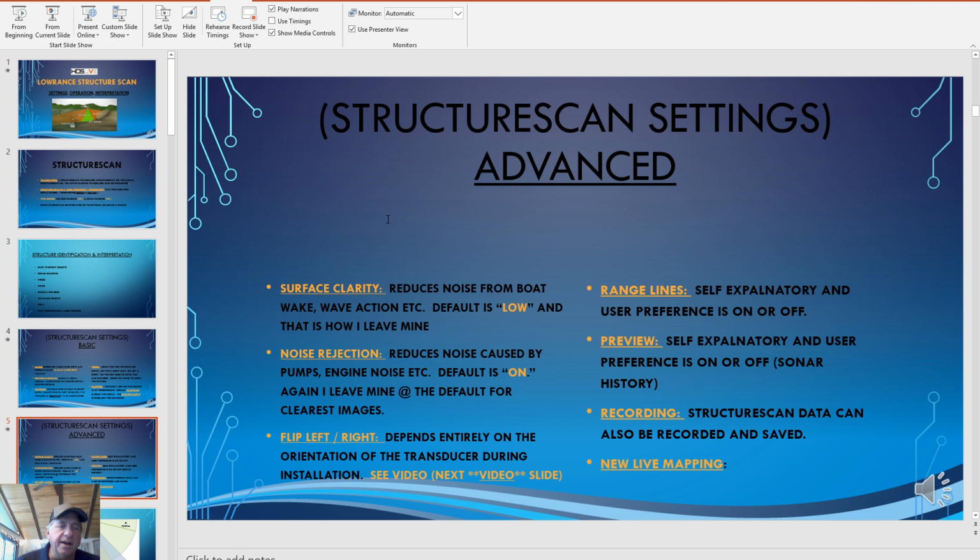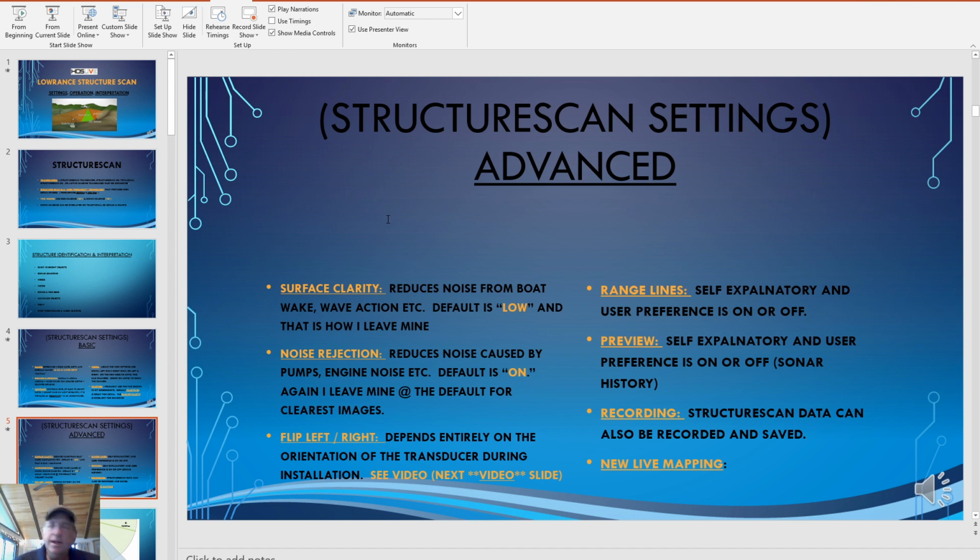Okay, some of the advanced settings that you'll see when you drop into side or down imaging are surface clarity. And surface clarity reduces noise from various things induced by the boat or wave action. You're out there on a windy day and you've got waves and so forth going. You will have surface clarity, or surface clutter, I should say, in your display, so you can cut back on that by adjusting this particular menu item. And the default is low, and that's typically how I leave mine unless there's a need to change it.